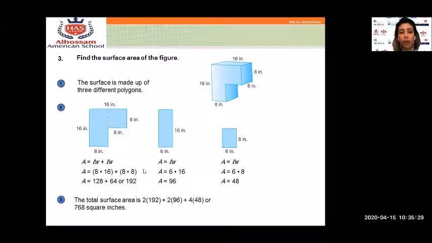What about that 96 one? I have 2 of them. And what about the last one, the small one? How many faces do we have for that one? I have 4, so I will multiply that area by 4. I will multiply that small area, which is 6 times 8, by 4, because we have 4 of them.